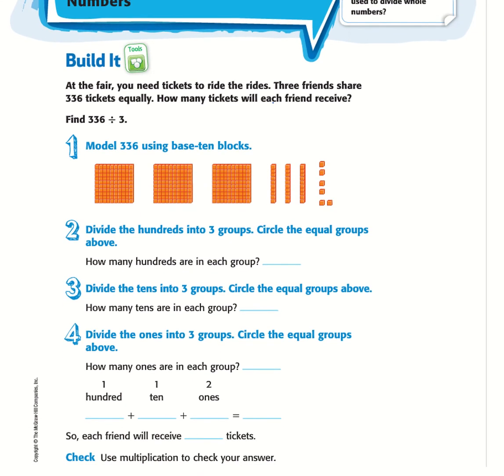So build it. It says, at the fair, you need tickets to ride the rides. 3 friends shared 336 tickets equally. How many tickets will each friend receive? So we have 336, and we have to split that up amongst 3 friends. So model using base 10 blocks.